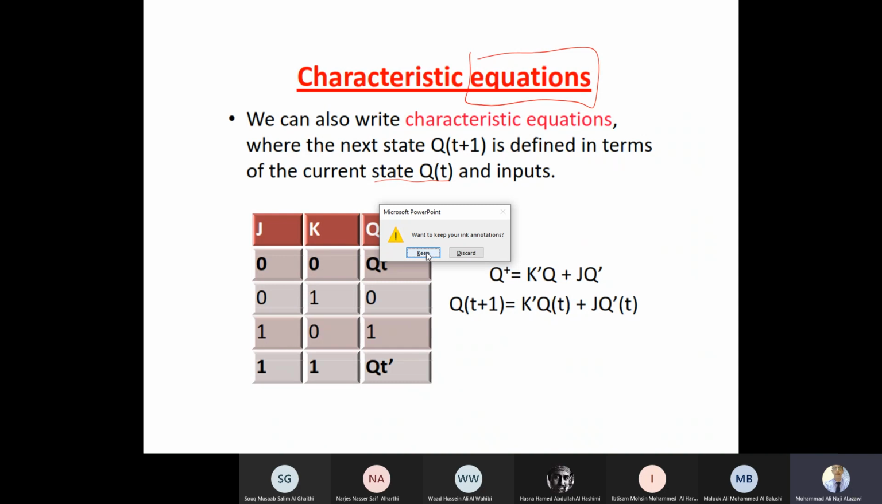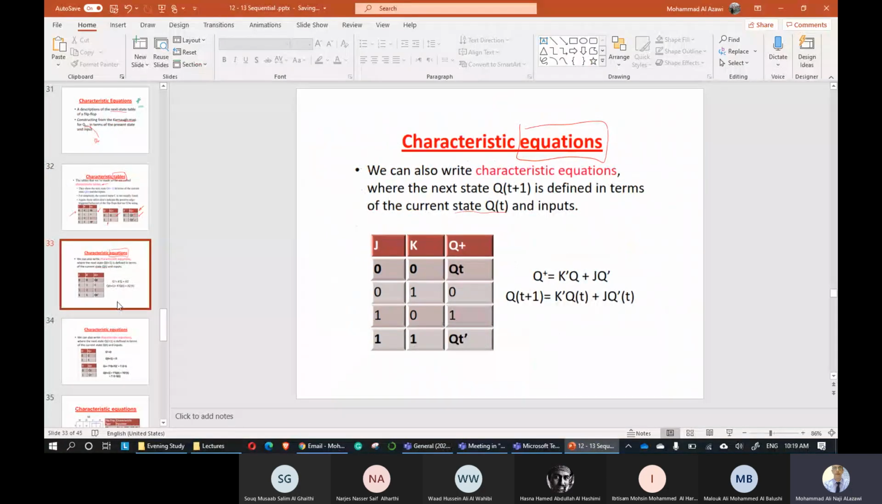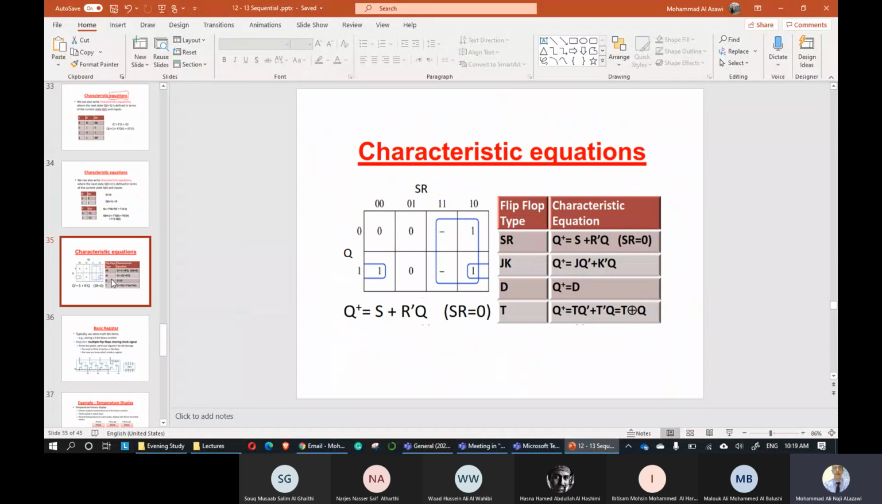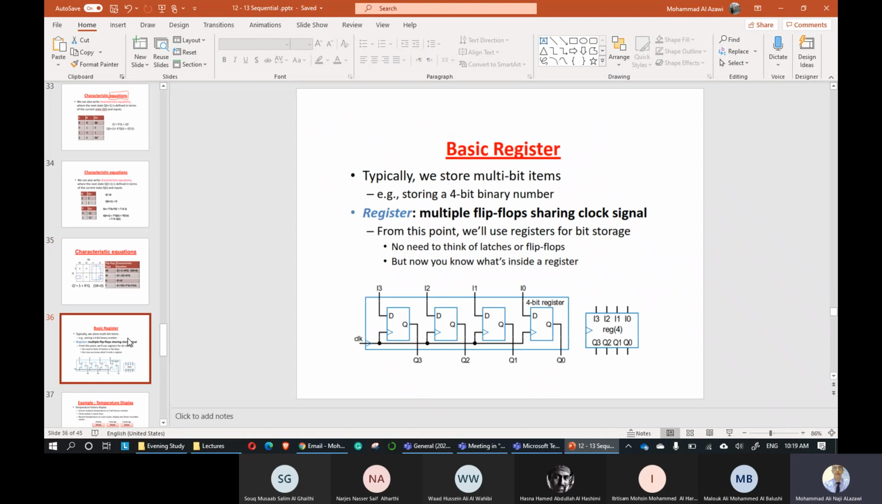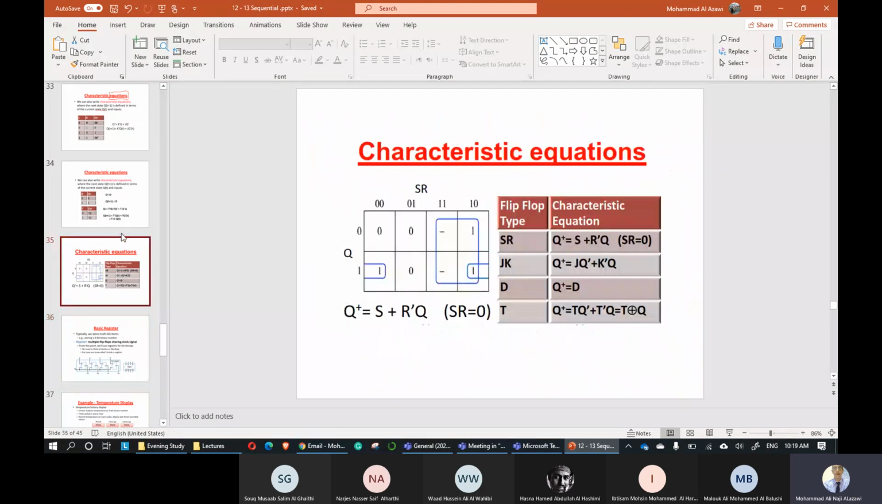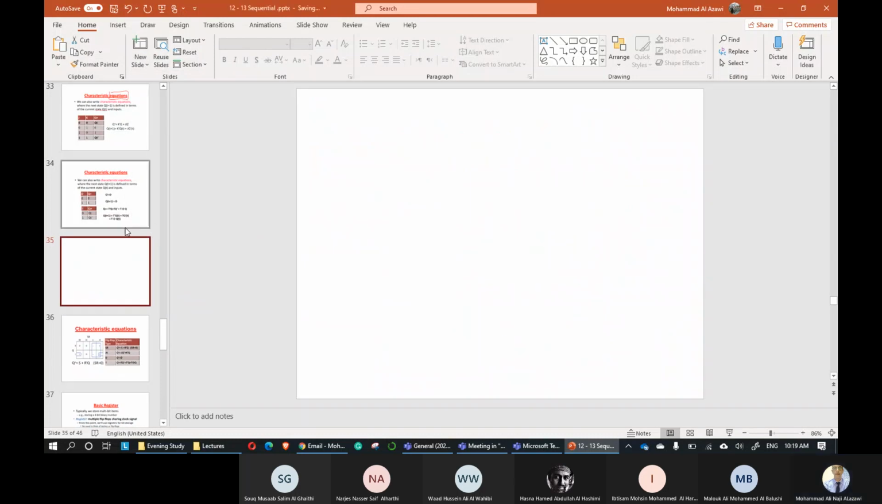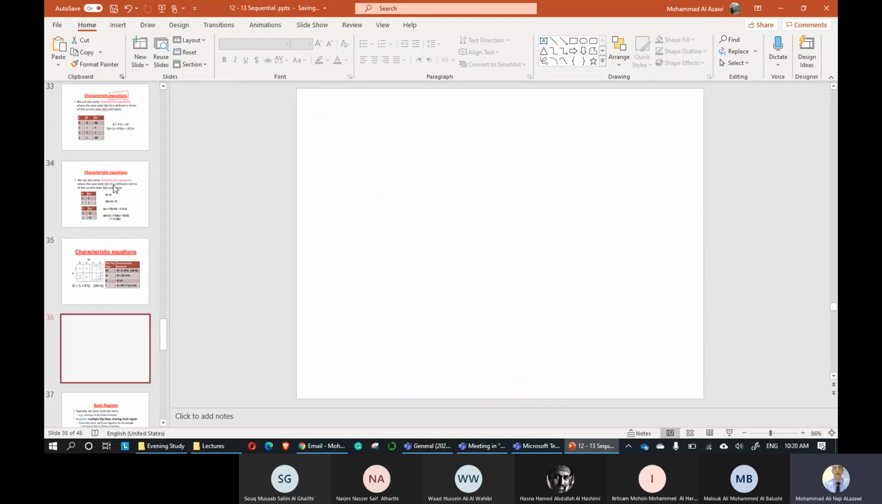I'll add another. Yeah, it's here. Okay, let's see if we also have it for the JK flip-flop. No. Let's derive the characteristic table for the flip-flops and see how to derive them. Okay, then I'll continue here.